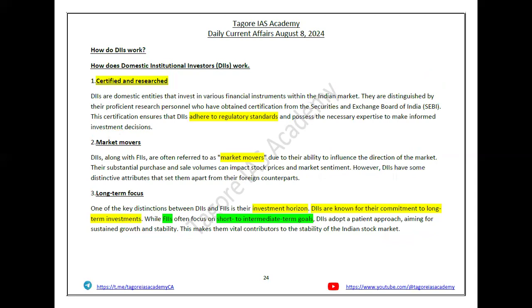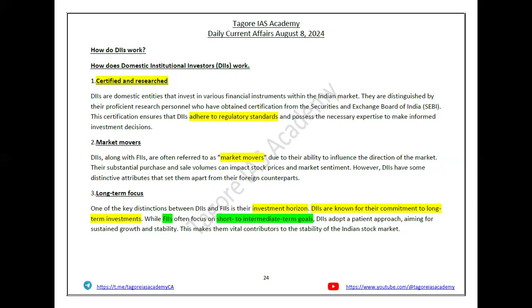How do they work? Nobody can work as a mutual fund investor or as such without having obtained a certification from SEBI. And since they are certified agencies, we can expect them to adhere to the regulatory standards. They're termed as market movers, just as we discussed. An individual invests somewhere, the capacity is limited, but once they pool in the money, a heavy chunk goes, then they can influence the market.